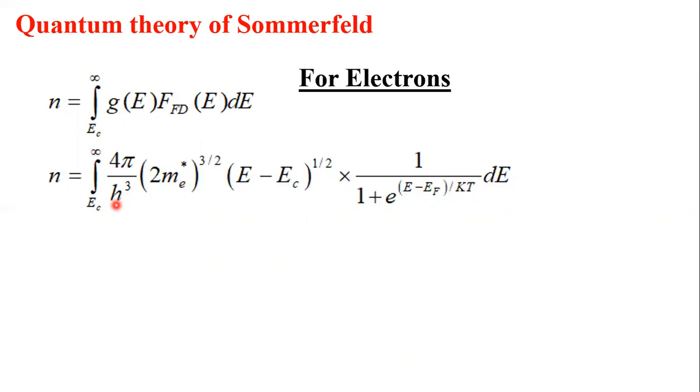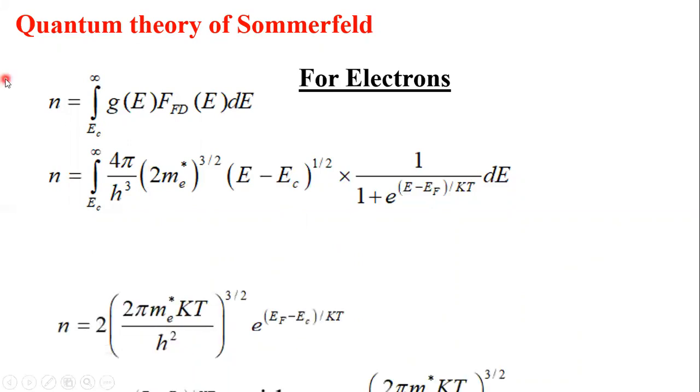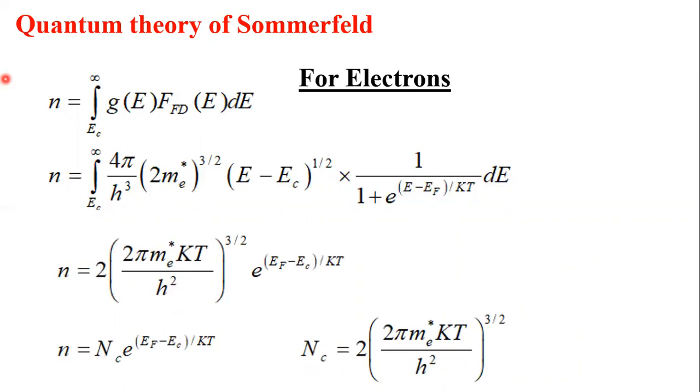So by the end of the day, you will get the final form of n. This is the final form of n. Again, you are not requested to memorize this final form of n. This is the output of the integration between f(E) and g(E). Very simple, and you can do it in this manner.